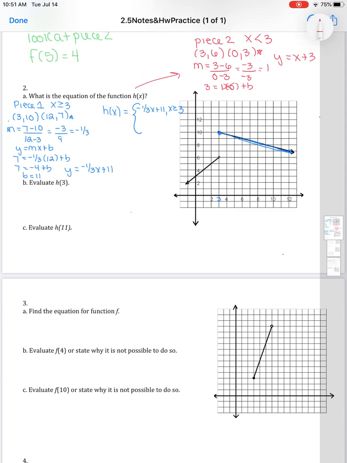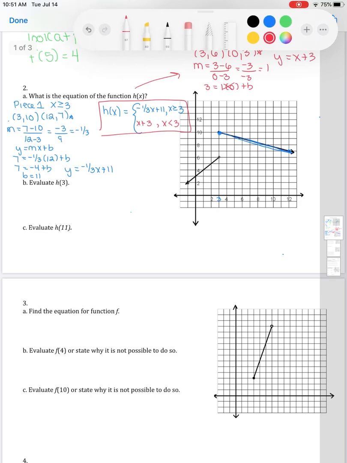And then when I plug it in, I'm going to take this second point again. I have 3 equals 1 times 0 plus b. So that means b is 3. So I get y equals x plus 3, because you don't write the 1. So piece 2 would then be x plus 3 where x is less than 3. And this is what your h of x would then be equal to. So you're going to use your knowledge from chapter 2 to create those equations.